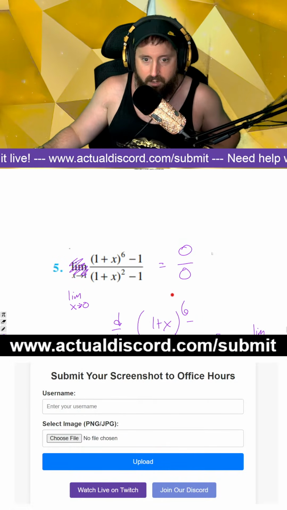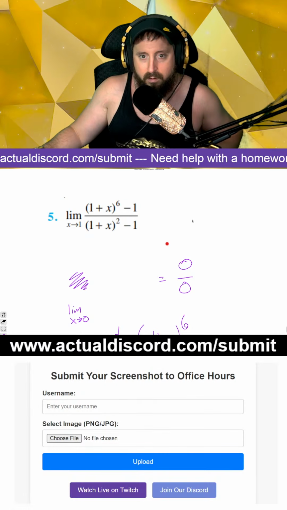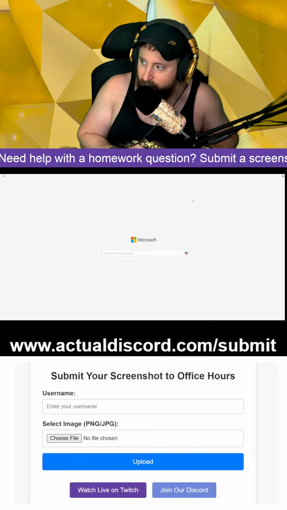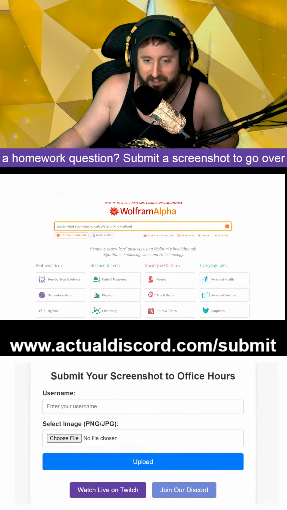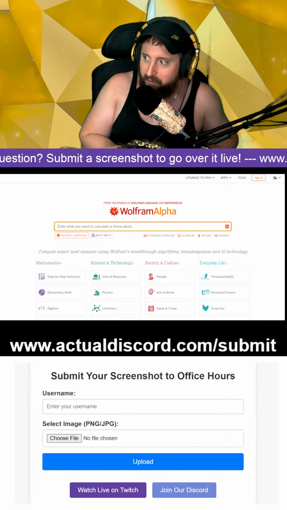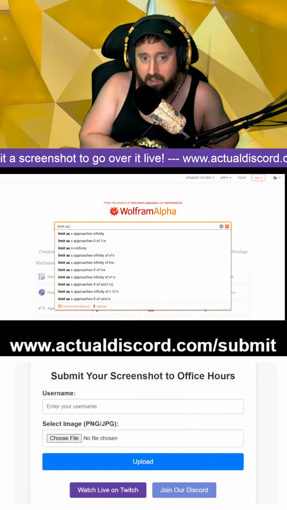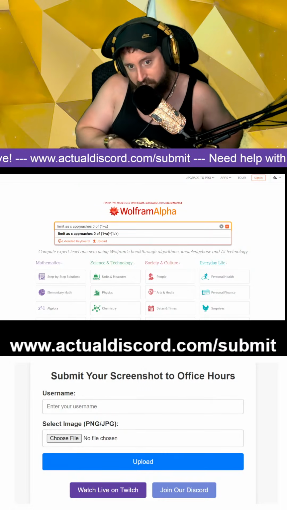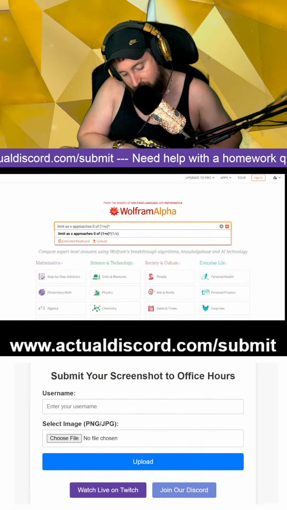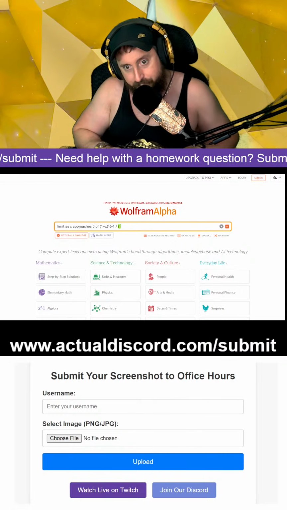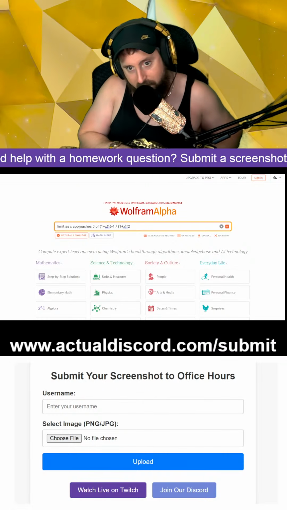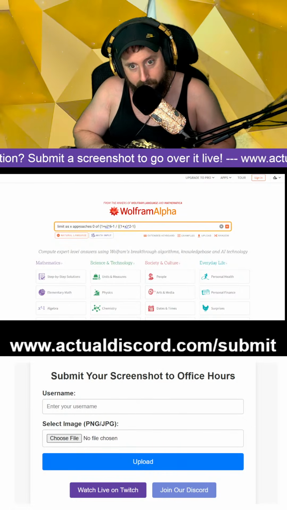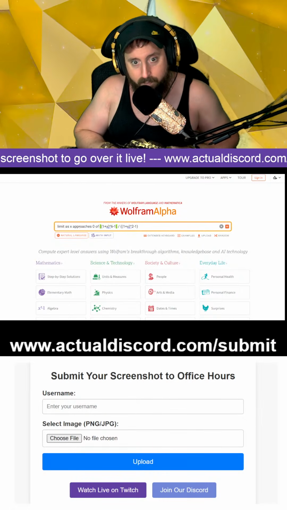And if we don't believe it, you can do this in Wolfram. Wolfram's actually really cool. I'm going to take a slight break from ChatGPT because I don't want to encourage it too much. Wolfram is better for math stuff. So you can say here, the limit as x approaches 0 of, and then you can type out what your equation was, right? So we had 1 plus x to the 6th minus 1 divided by 1 plus x squared minus 1. And then you got to make sure your parentheses are correct here. So let's just do it. And let's just see what it says.